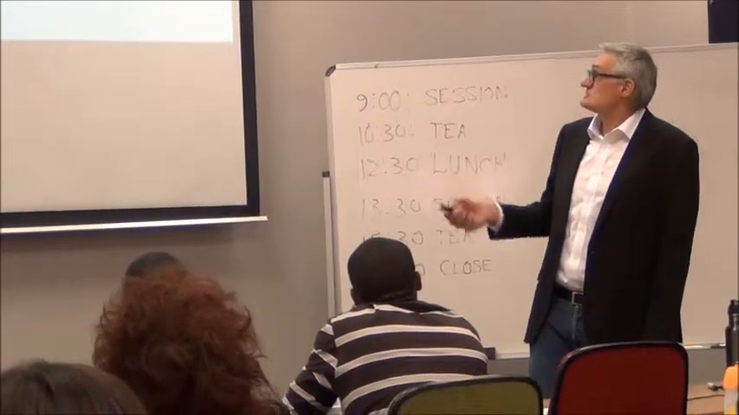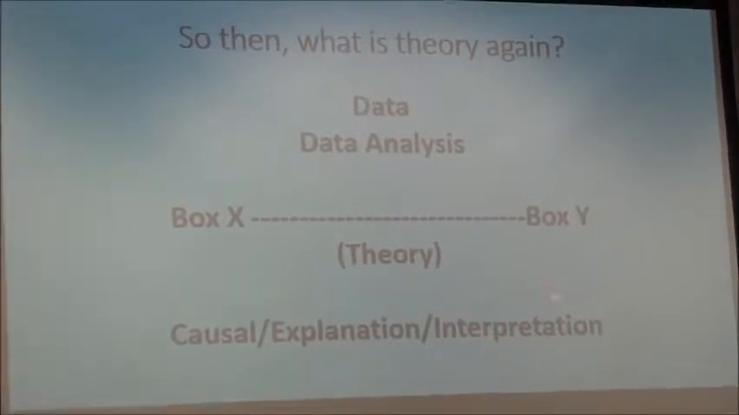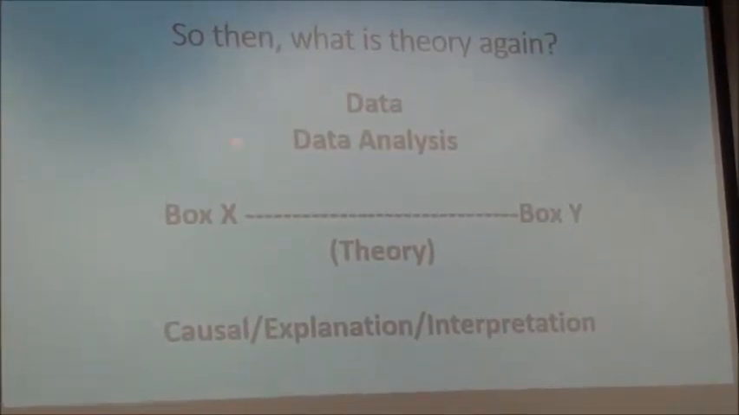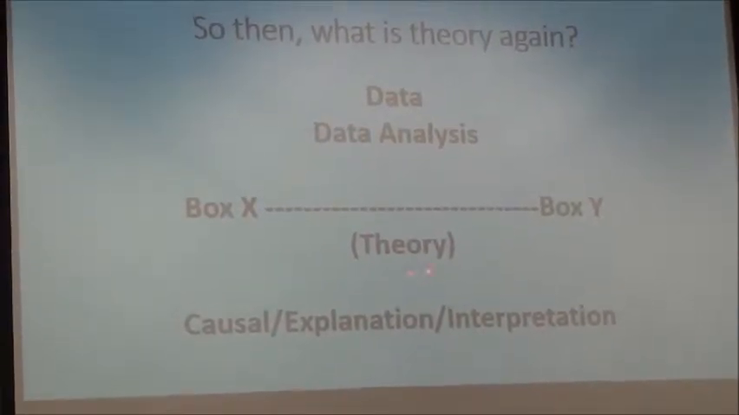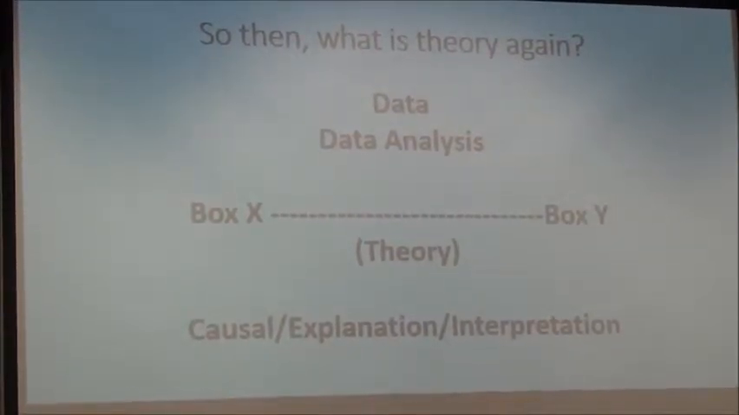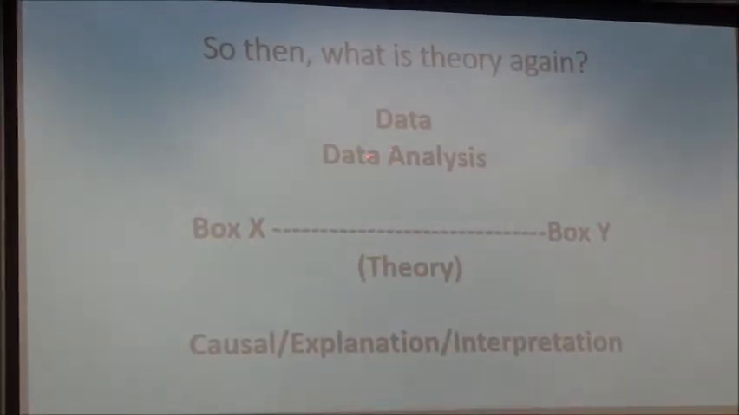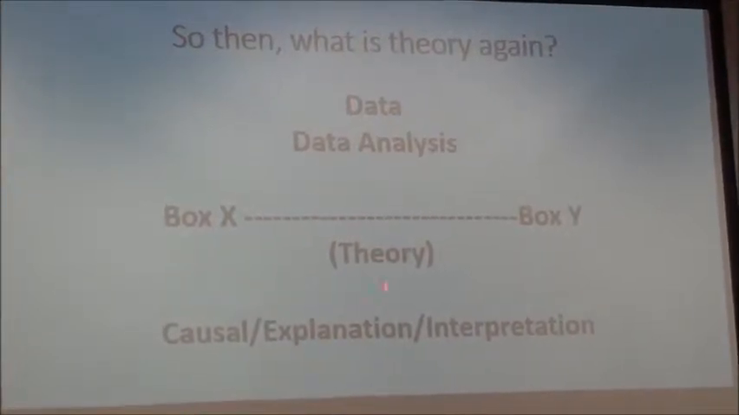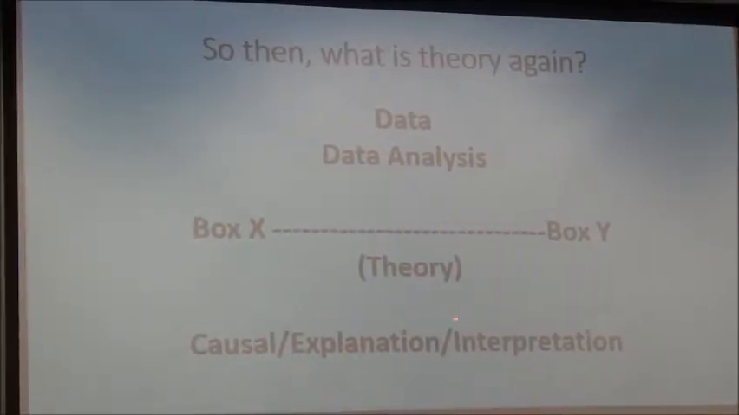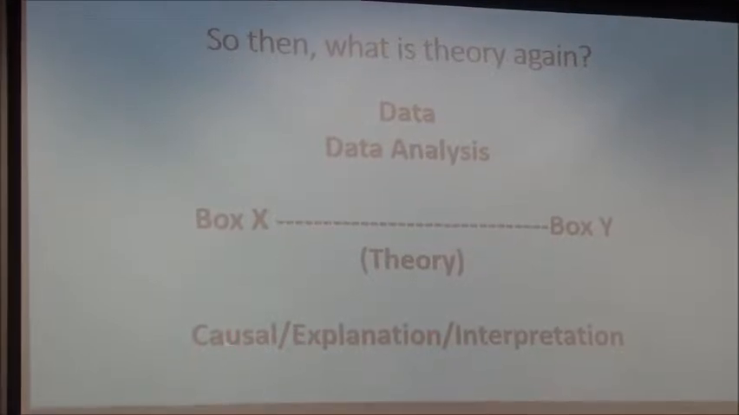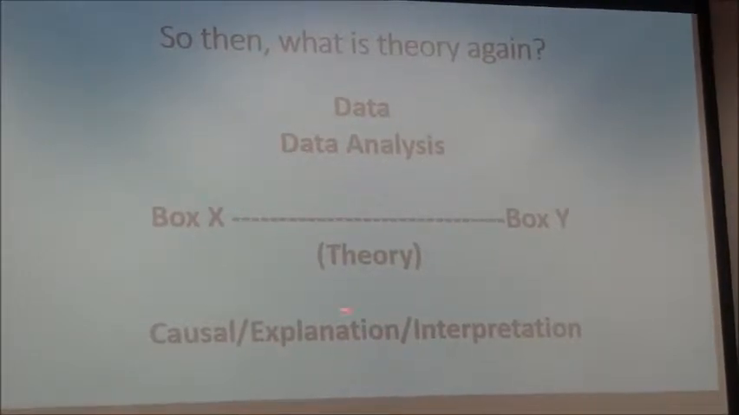Okay, there's another way to present it in a mathematical way. You have X, democracy, you have Y, growth, and you need a theory. You think there's a relationship between them, and you need a theory to explain that, but you need to have evidence to prove it. So theory is not the same as data analysis. Don't confuse the two. It is a causal explanation or interpretation of the relationship to prove the link.